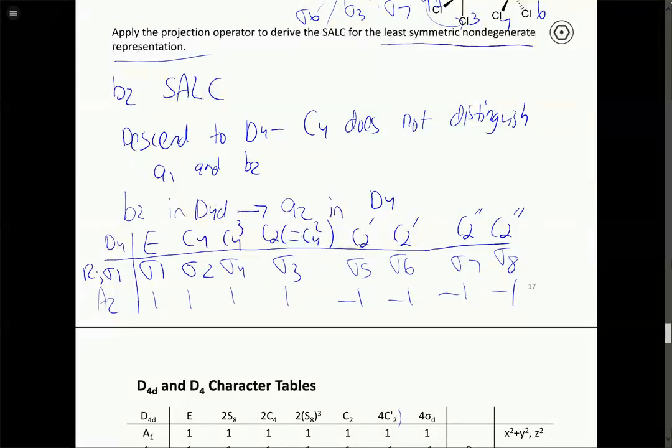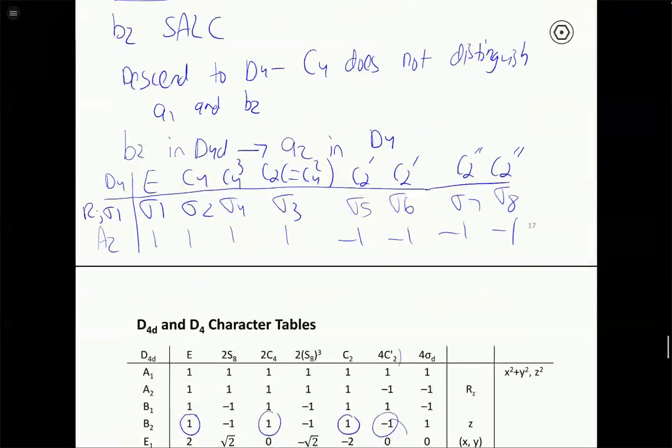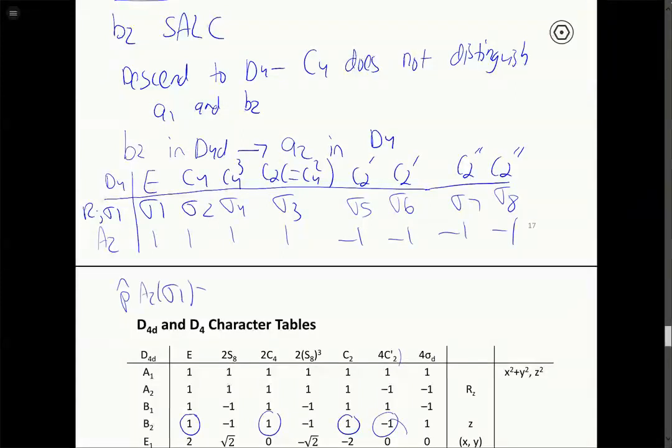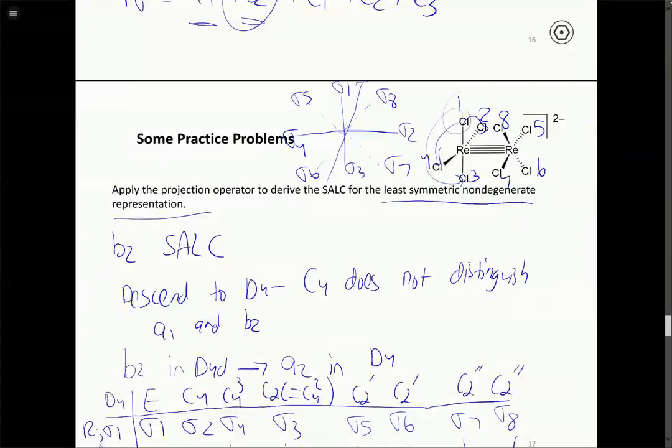We get plus 1s for the principal rotations, minus 1s for those, and so what we end up with is the projection operator applied to sigma 1 gives us 1 plus 2 plus 3 plus 4, and then minus 5, minus 6, minus 7, minus 8. So in other words, this is an out-of-phase combination of the 4 sigma SALCs on these with the 4 sigma SALCs on the other side.